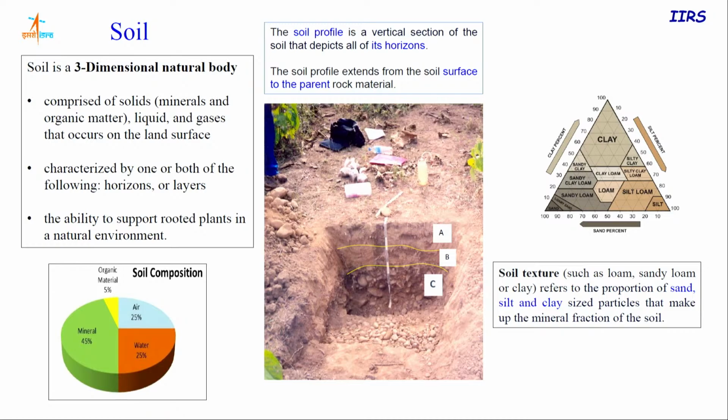That is soil classification, where we discussed in detail the USDA soil taxonomy. So in conventional soil mapping, we map the soils considering the soil as a three-dimensional natural body.